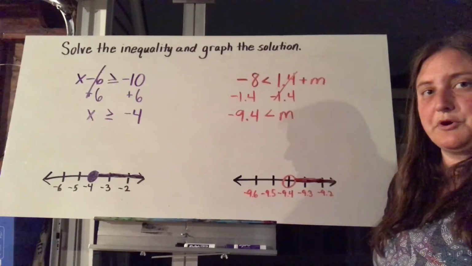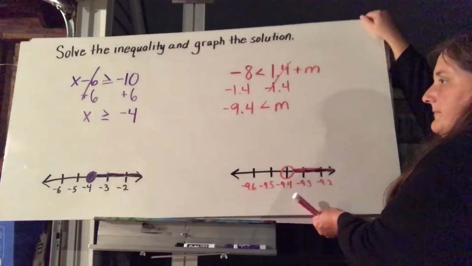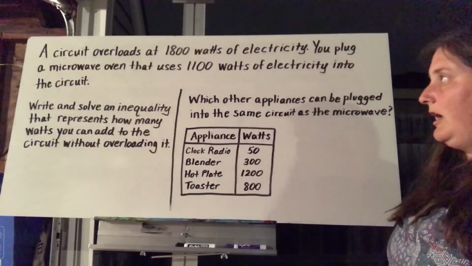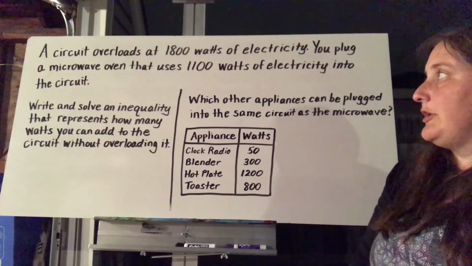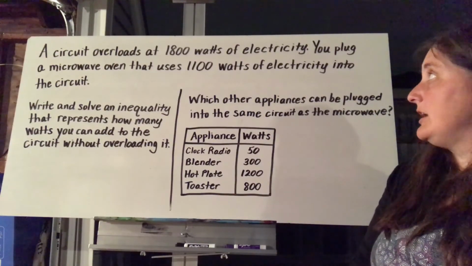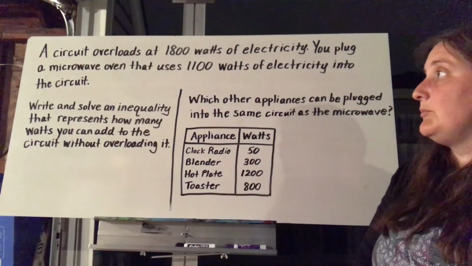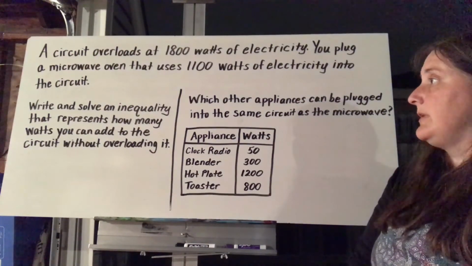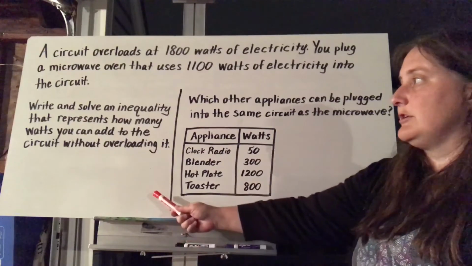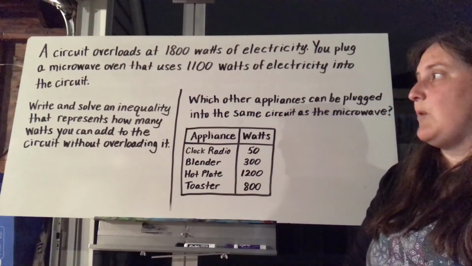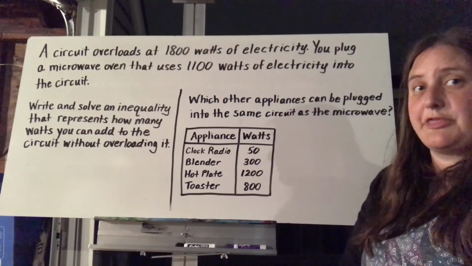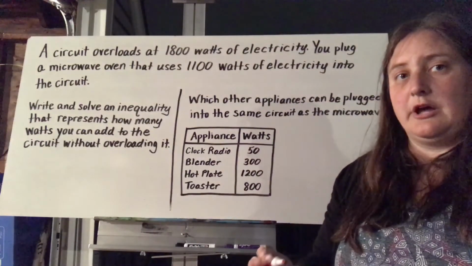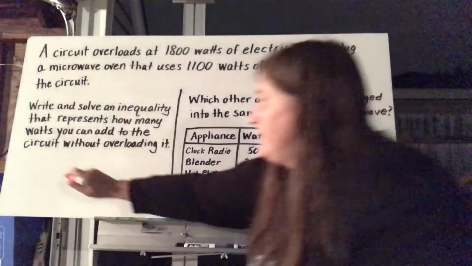All right, let's try one word problem together. So we have an electrical circuit that overloads if there's 1,800 watts of electricity plugged in. We've plugged in a microwave that uses 1,100 watts of electricity. They want us to write and solve an inequality that represents how many watts we can add to the circuit without overloading it. So we already have 1,100 watts plugged in with the microwave.